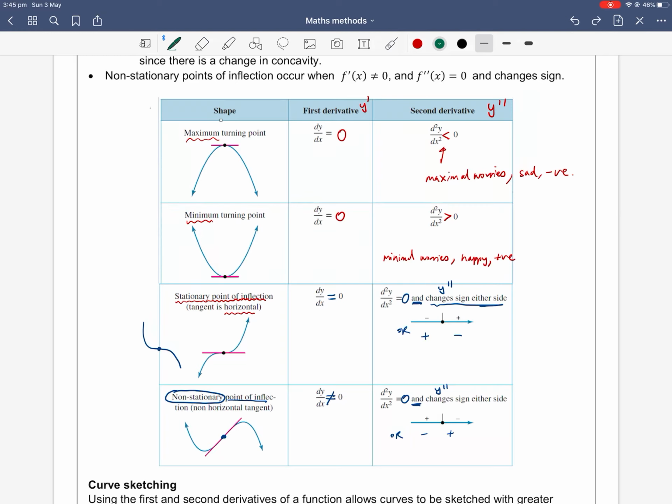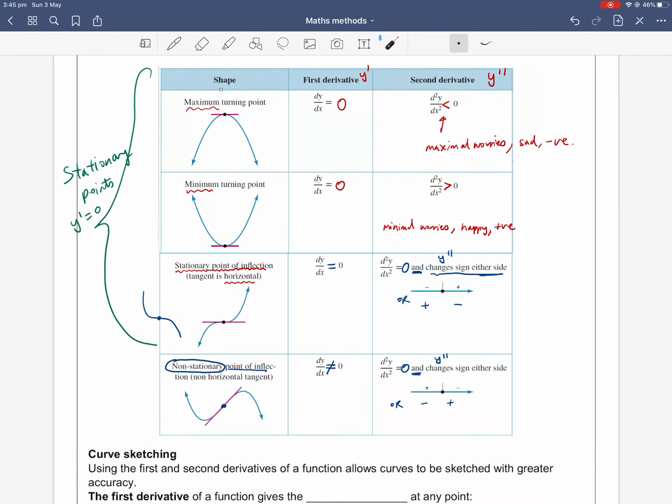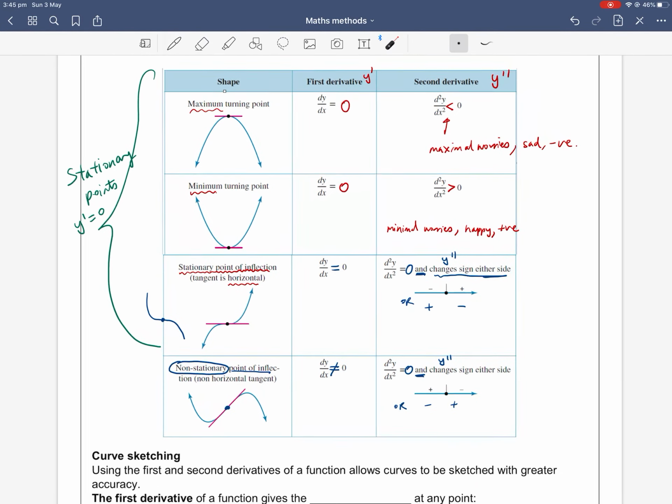So these are the first three because the y dash is 0. So these are stationary points. So y dash equals 0. Now, depending on your second derivative, you either get a sad face, a maximum, because that's Maxwell worries. So your second derivative is less than 0, it's negative. Or if your second derivative is positive, then you get a happy face because it's a minimum.